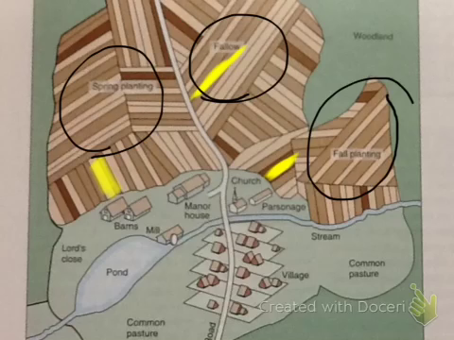The strips and housing plots were protected by custom, and the right to rent them was passed on through inheritance. Peasants did not have equal holdings. Some might have as many as 30 acres and others as little as 2. These pieces of land formed the peasants' own farms to support their families and pay their rent.